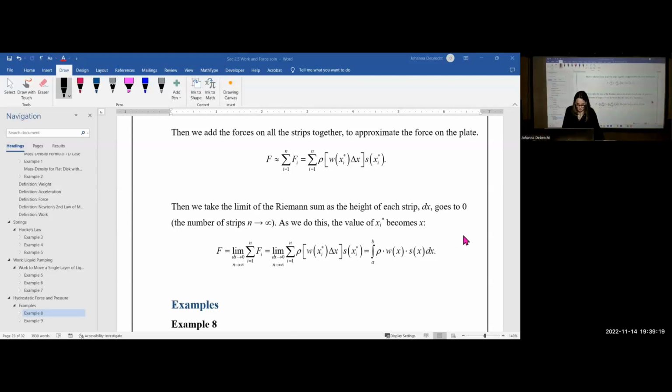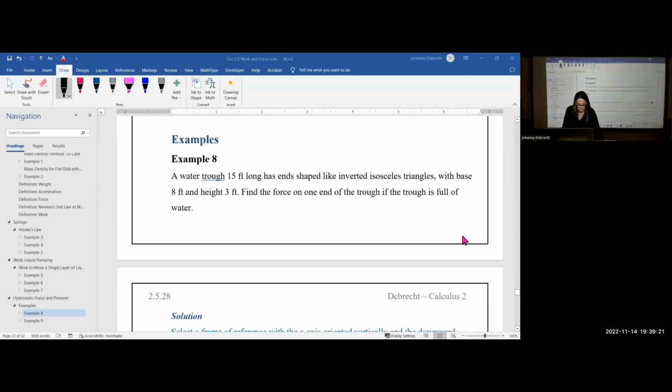Now let's take a look at two examples. I have two examples for you here. And the first one, we have a water trough again. It's 15 feet long. And again, the ends are isosceles triangles like the one we did last video. And the base of the isosceles triangle is 8 feet and the height is 3 feet.